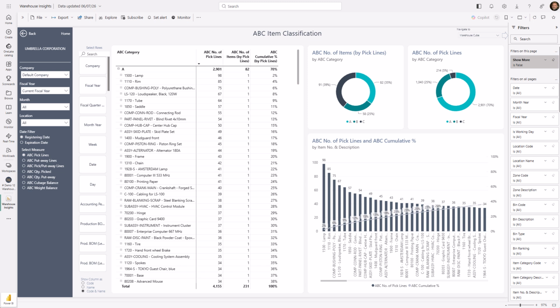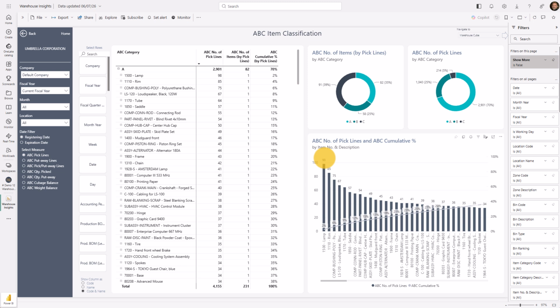By default, it's classified by pick lines. This is where does my labor go? Look at the split. Our A class is 82 items, about a third of the catalogue, and they drive 70% of all our picks. The lamp, the rim, the bushing set, the loudspeaker, those are your workhorses.